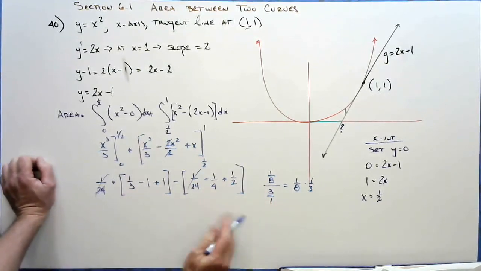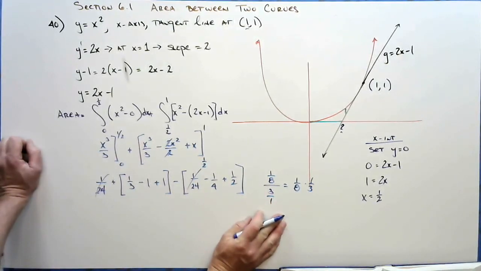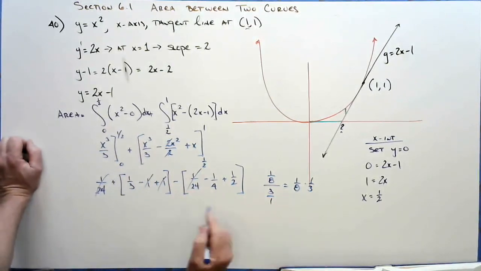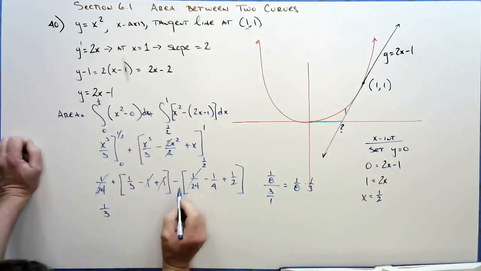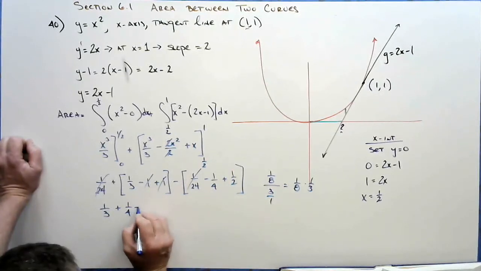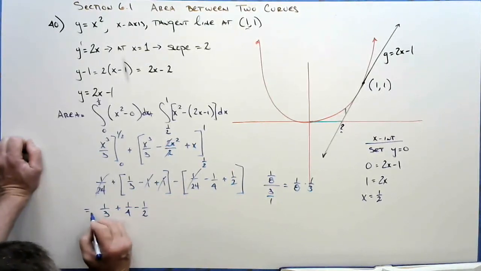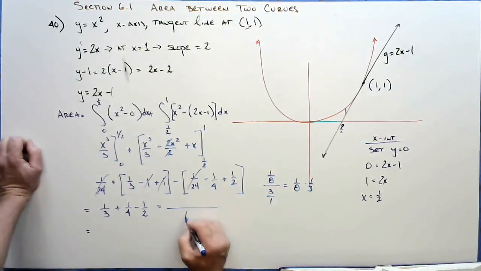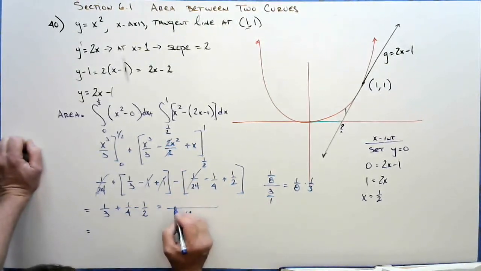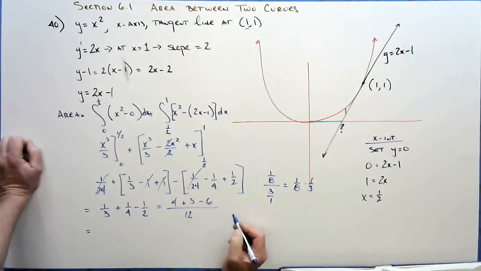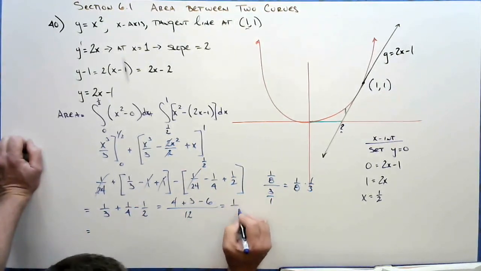Well, this minus 1/24th and this plus 1/24th cancel. This minus 1 and this plus 1 cancel. Here you have 1/3. Here you have plus a 4th minus a half. Well, your common denominator is going to be 12. 3 goes into 12 4 times. 4 goes into 12 3 times. 2 goes into 12 6 times. And so you get 7 minus 6, you get 1/12.